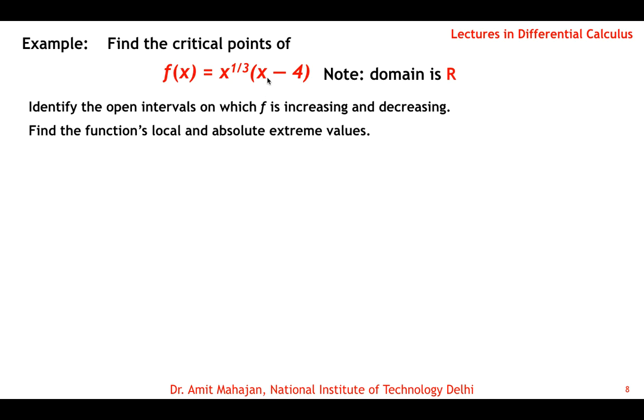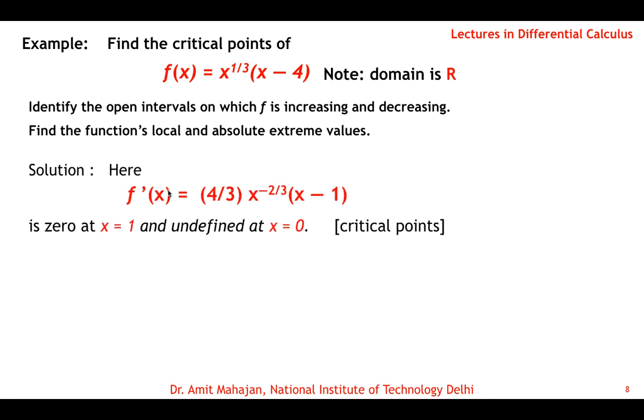So to find the critical points, first what we have to do is take the first derivative of this function with respect to x. So we can calculate the first derivative by product rule: first function times derivative of second plus second function times derivative of first. And then you can recombine them, you will get this value.